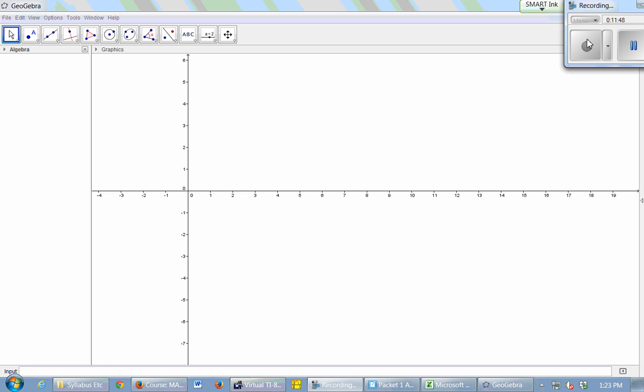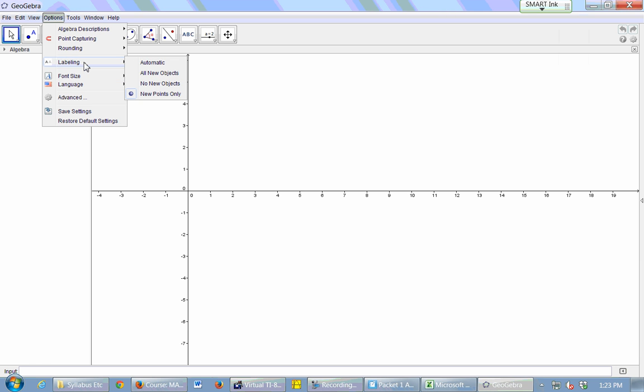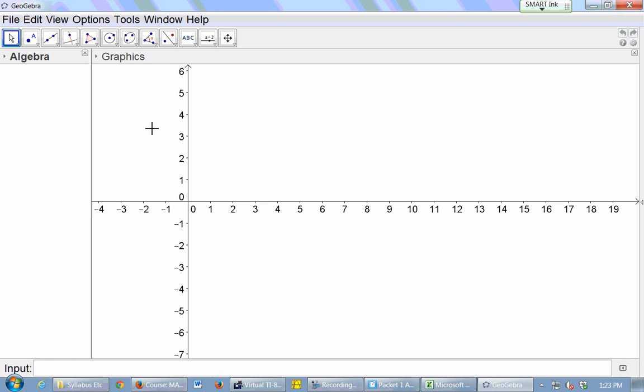Okay, so this is what it looks like when you open it up. The first thing I'm going to do is change my font size because these are super tiny. It's hard for me to read. And if you're going to be handing something in to me, please do that also, because when you print that, it comes out super tiny and it's hard for me to read. So you go to Options, Font Size. I always change it to 24.